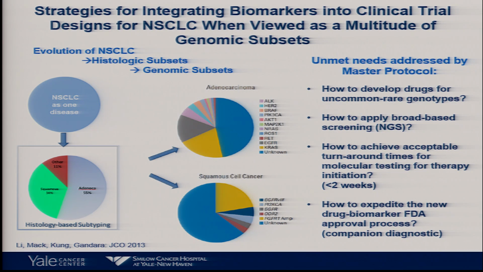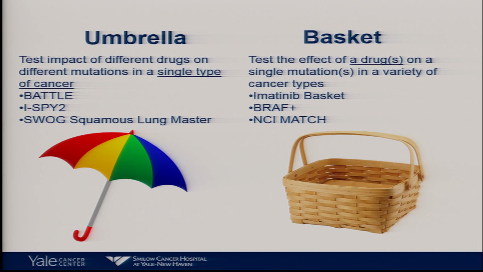We really wanted to use broad-based next-generation sequencing. We wanted acceptable turnaround times, again, always with the patient as our focus, and how to get drugs more quickly approved, or learn that they're not approvable and move on to others. So you'll hear a little bit about this in this session. One of the next talks will be a basket, but this is an umbrella trial.